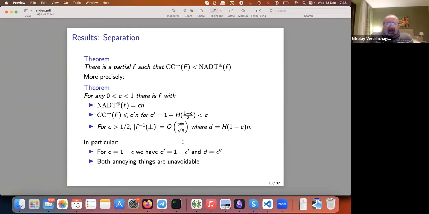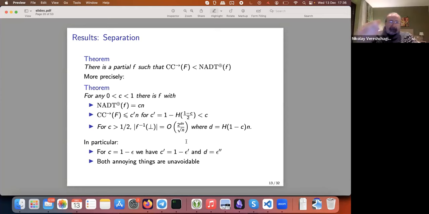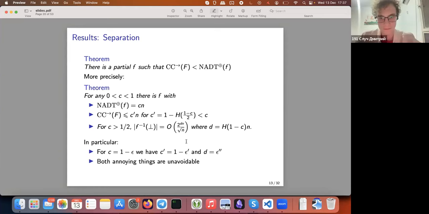But why are you interested in the number of undefined points? The smaller it is, the stronger the separation is. And you obtain here a linear separation, and the number of undefined points is an exponent, again with a linear exponent, a power with a linear exponent.